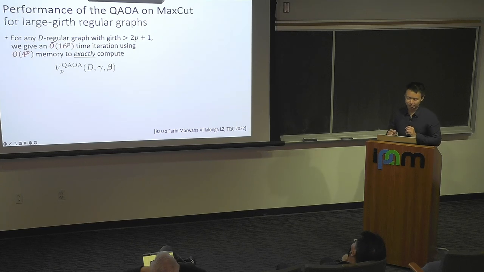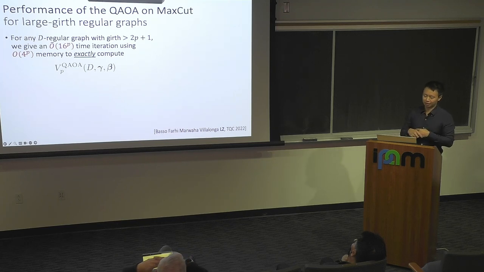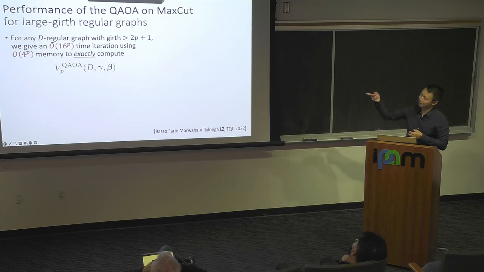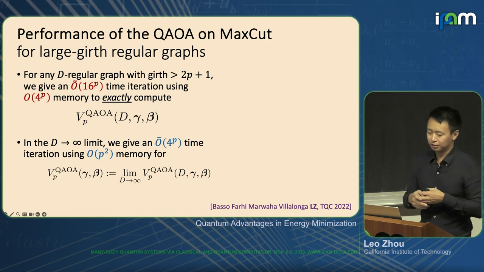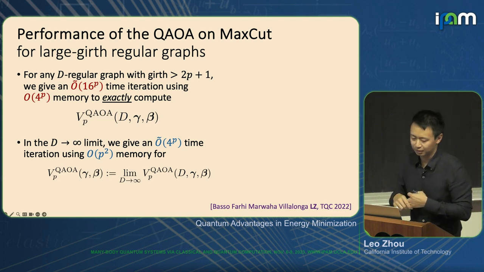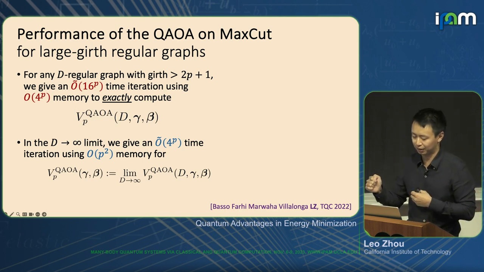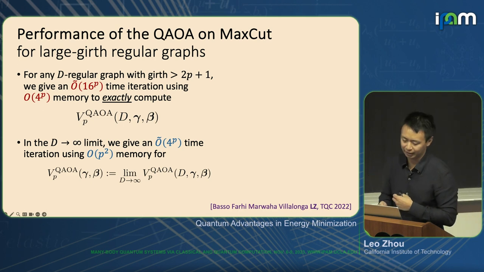Exploiting this tree structure, our result from last year allows us to calculate the performance of the QAOA for this problem for any depth p using a computation that only scales exponentially in p instead of doubly exponentially. Specifically, for any d-regular graph with a girth larger than 2p plus 1, we can compute this value exactly for any degree d and any set of parameters gamma and beta. Interestingly, in the d goes to infinity limit, there's an analytical way of writing this formula so that you can calculate this value using quadratically better time and exponentially better memory.